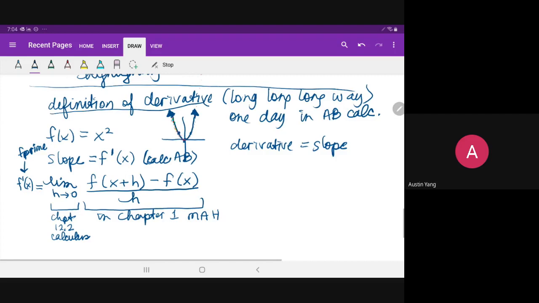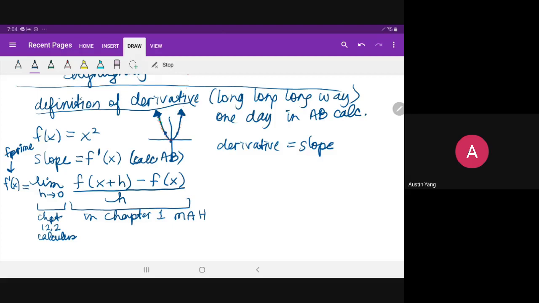There you go. Looks like you can't see my whole thing there. So this formula here, I'm going to highlight the whole formula. This whole formula is the definition of the derivative. Now, fortunately, there's beautiful, beautiful shortcuts.